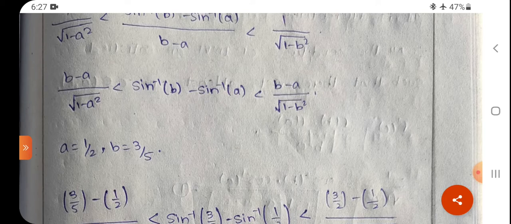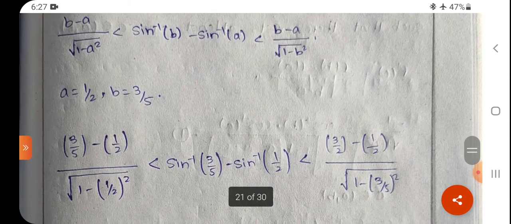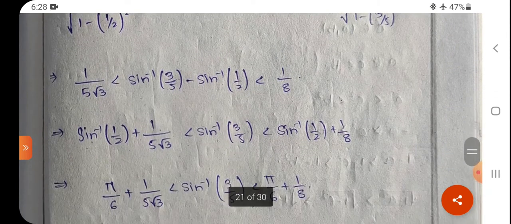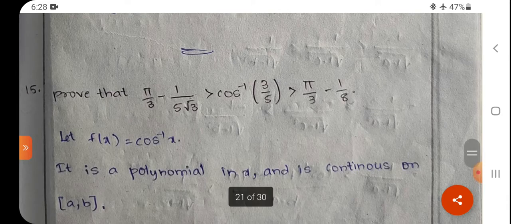Then you focus on the given statement. Sin inverse of b you need to keep in your middle term, where b stands for 3 by 5, and sin inverse of a is shifted to the left and right sides of that expression. So for which value of a you get the common value in the given statement, look into that, so that a equals 1 by 2. From that you will get your required answer.